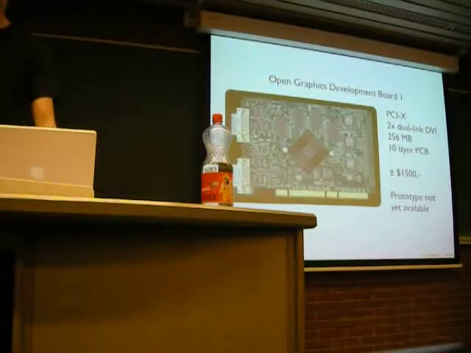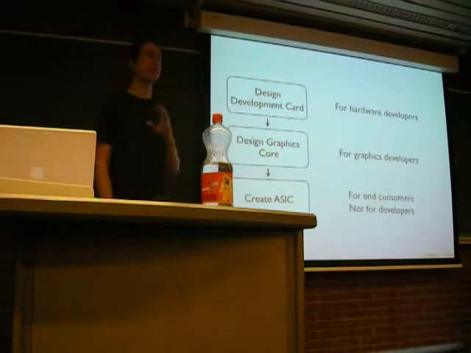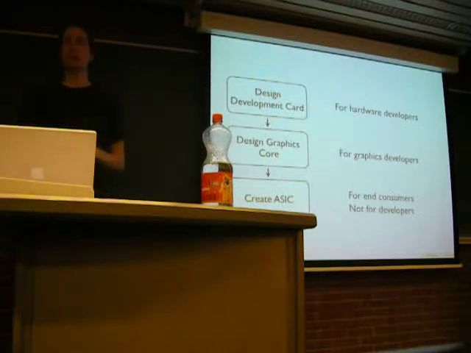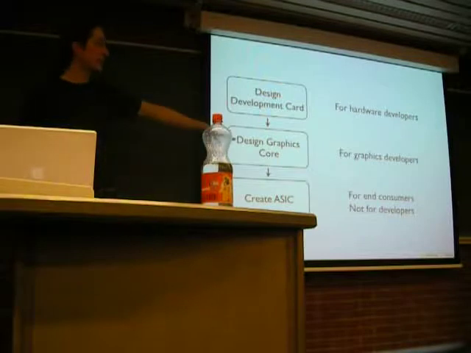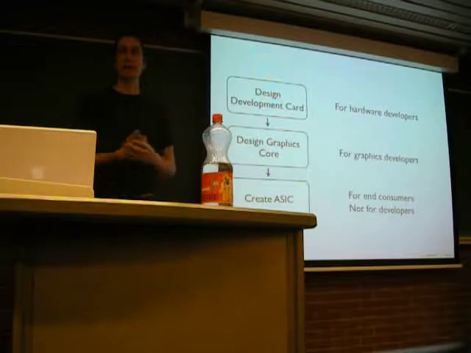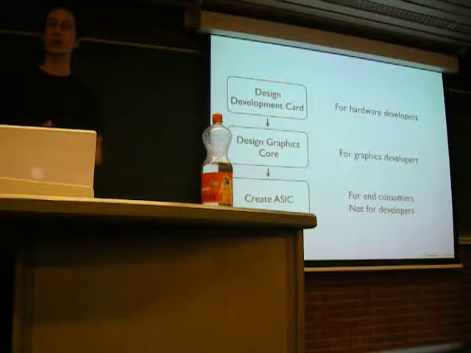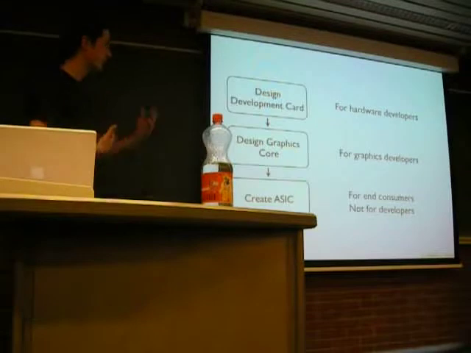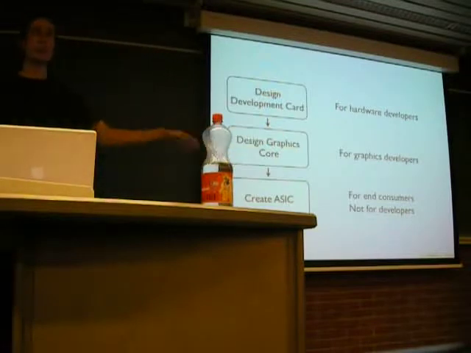And part of the problem with the Open Graphics project is that these 3 phases are focusing on different groups of developers. The first one is really for hardware developers, to get this card working, and people who like to play with hardware are interested in a card like this. And then at some point it shifts to graphics developers who are more interested in creating a 3D pipeline and playing around with graphics. And then at the end we have this ASIC which cannot be reprogrammed anymore, and then it's really something for end consumers. So it's really hard to get everybody motivated to write something that's supposed to be for another market.